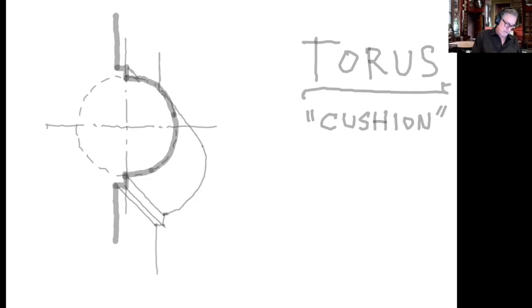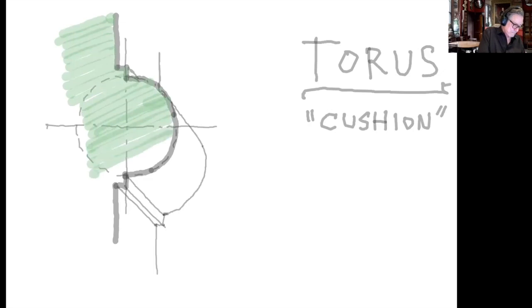As we've done before, let's shade the solid portion. This again is another big meaty molding, lots of volume. So a fair amount of shading to do here. And that's the torus. Cushion.